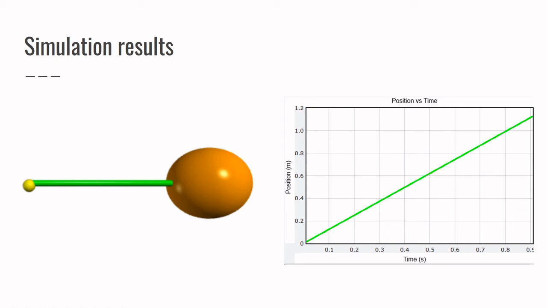So these are the results of the simulation. We can see that the ball begins slightly displaced from the origin and moves in the positive x direction. And then the position time graph on the right shows that it moves with a constant velocity.